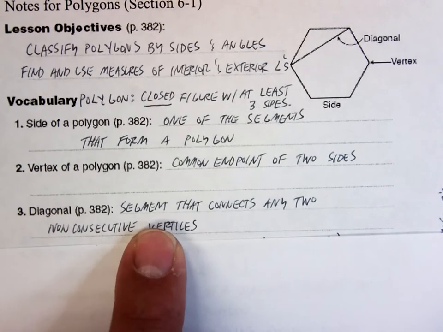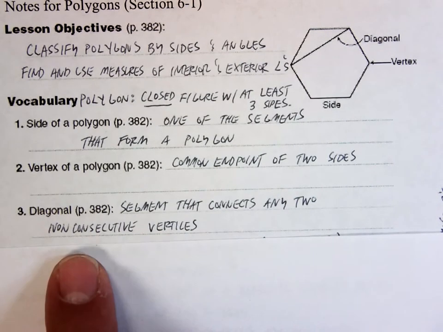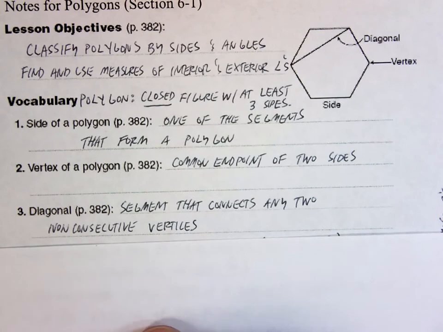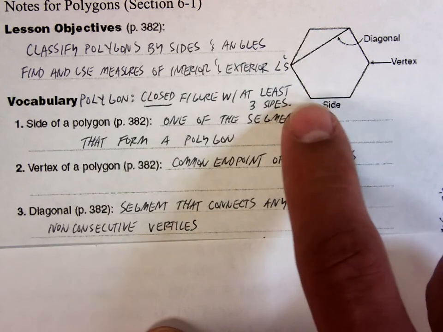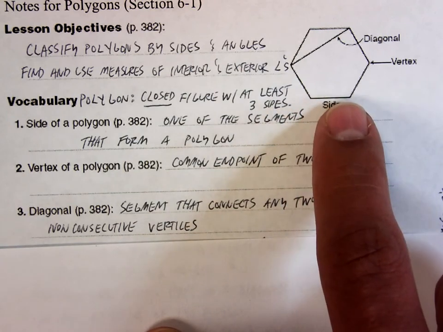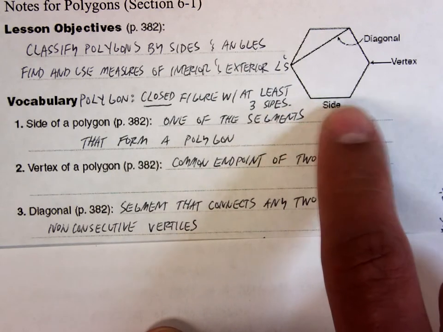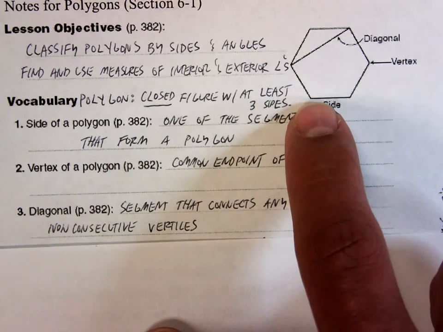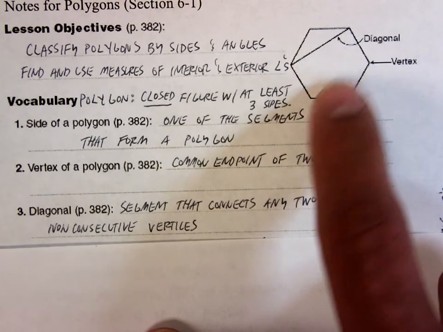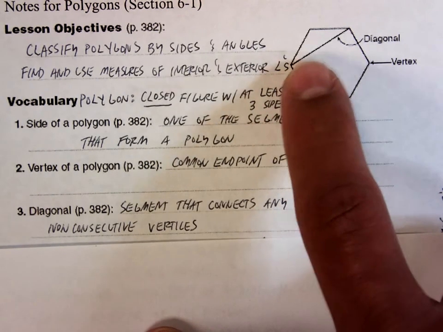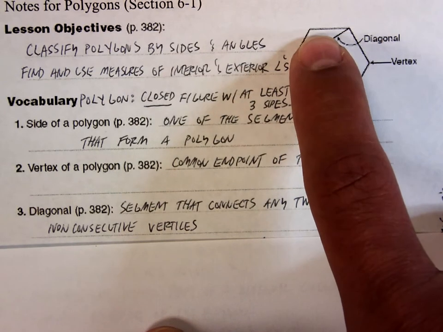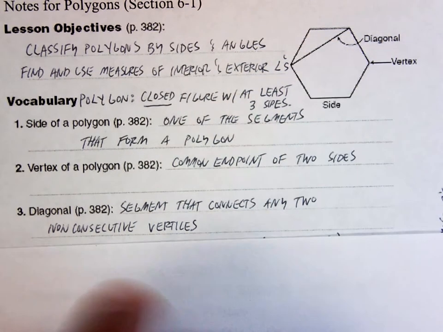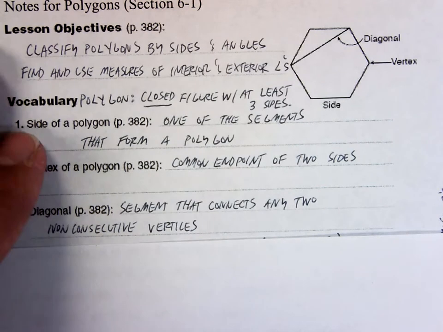Diagonal, it's a segment that connects any 2 non-consecutive vertices. So for example, this is a vertex, this is a vertex, this is a side that connects them because they are consecutive. It's one right after the other. A diagonal means I have to go from one vertex to another vertex that are not next to each other. For this vertex to this vertex, that's a diagonal, because I skipped one vertex. I cannot hit 2 consecutive vertices and call that a diagonal.